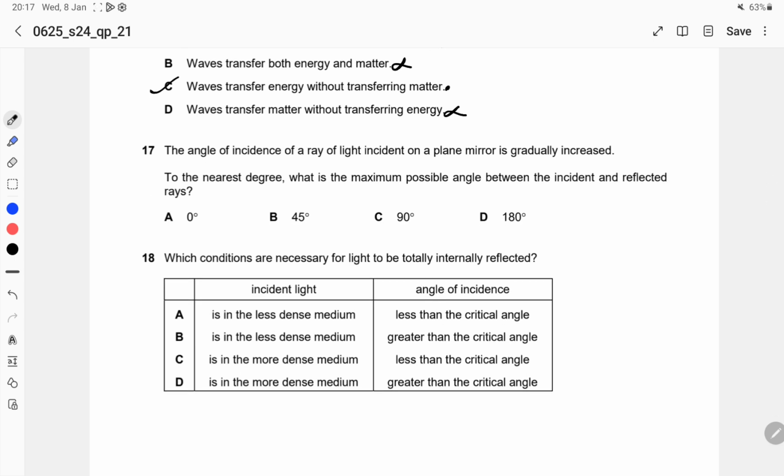17th. From here my calculations begin, I guess. The angle of incidence of a ray of light incident on a plane mirror is gradually increased. To the nearest degree, which is the maximum possible angle between the incident ray and the reflected ray? 180. So if this is my mirror, and let's assume here is the light. If I incident straight, it's going to reflect back. Kids will think that's 180 degrees, but that's wrong.